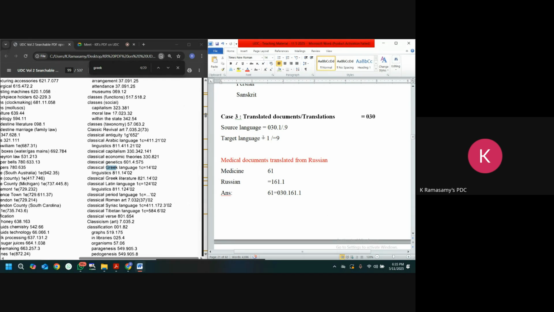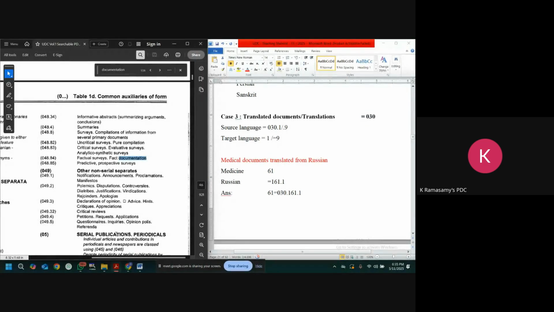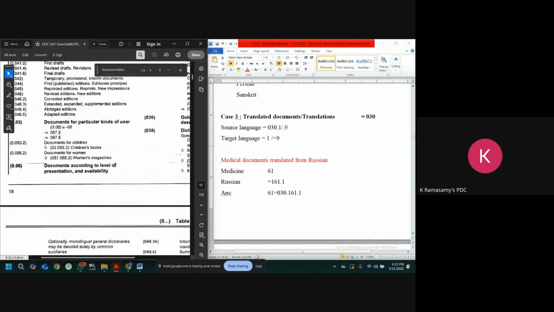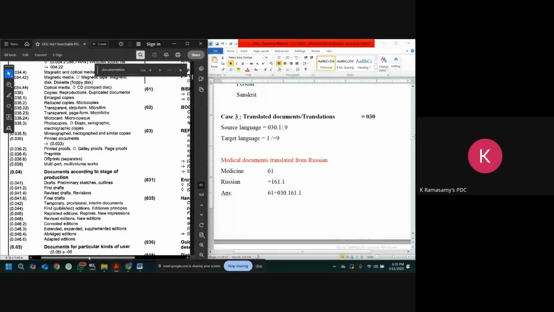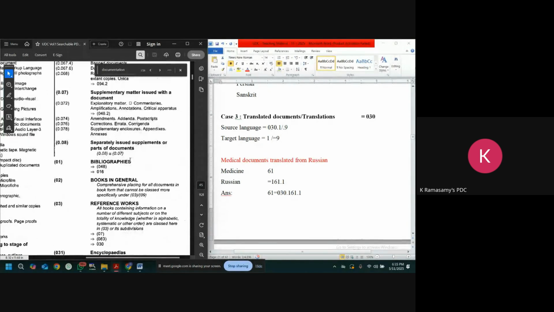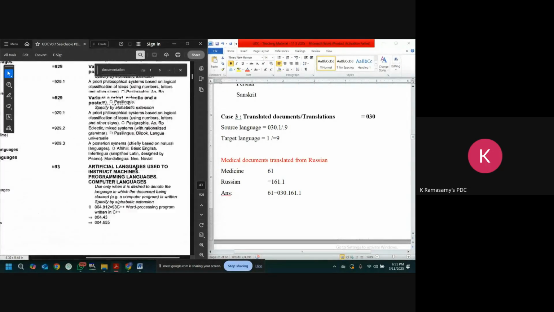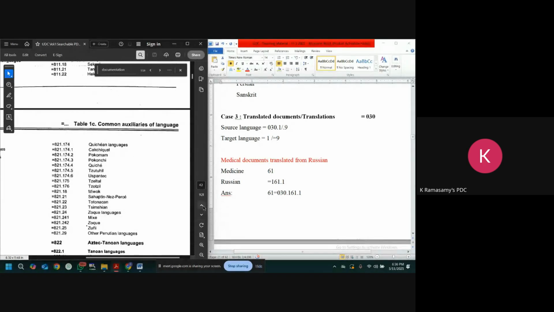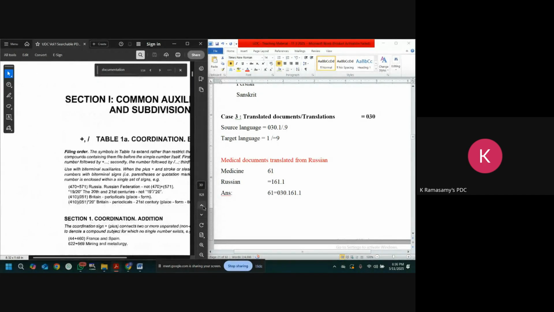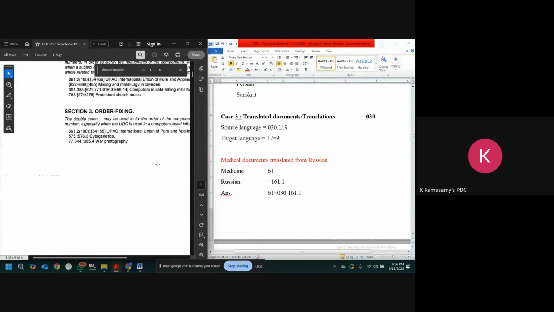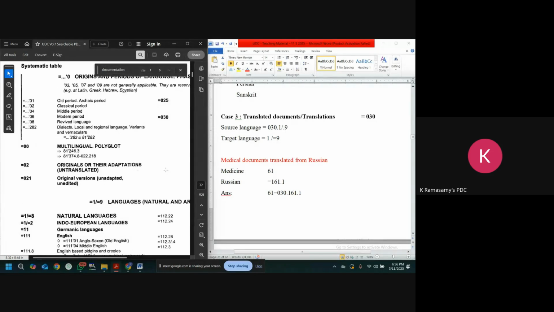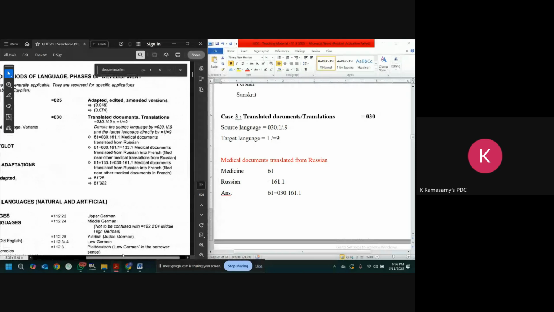It's very simple. They say translated documents or translation should be used with the number equal to 030. Okay, if you go to the table, you can find 030. I'll show you, 030 stands for translations. You can see here, left side. Okay, I'll go to its form, I'll go to language. In language, I go to 030. Okay, yes. This is table 1B, relation, which we studied already. In language you can see here, equal to 030 stands for translations.